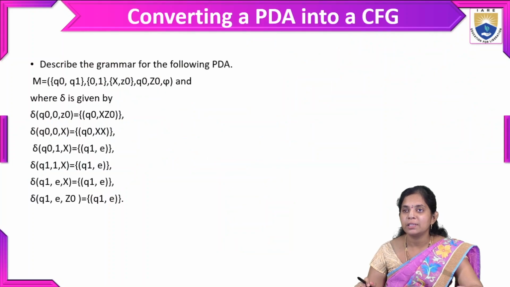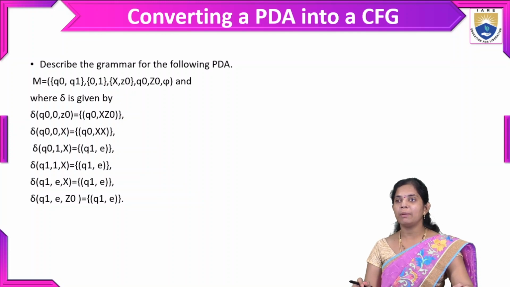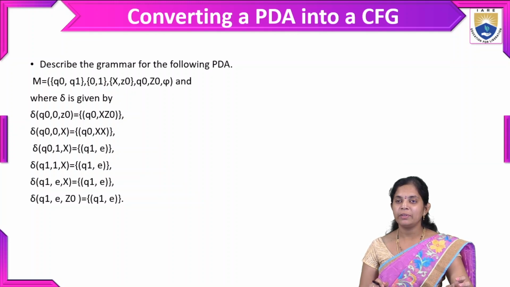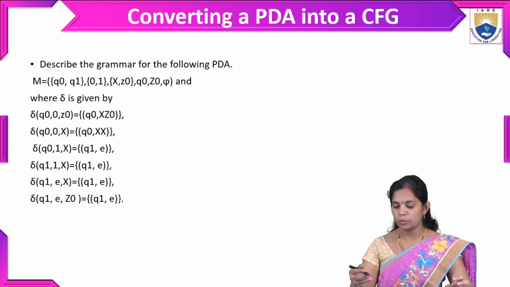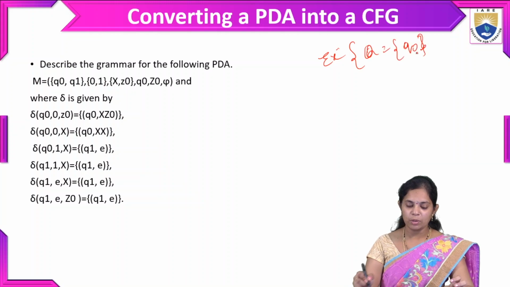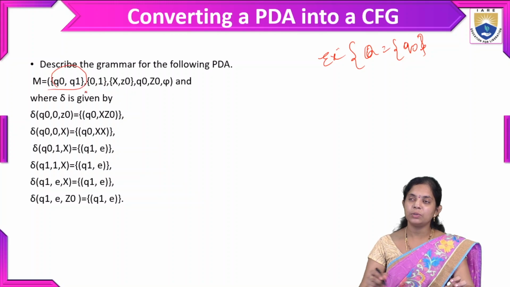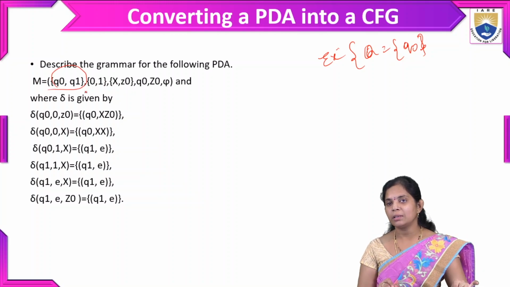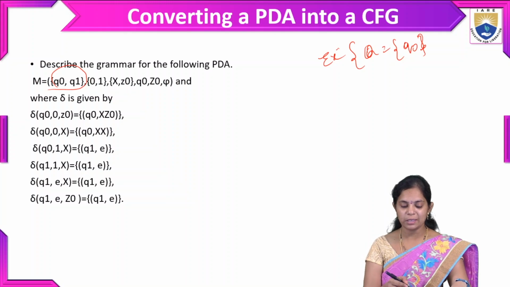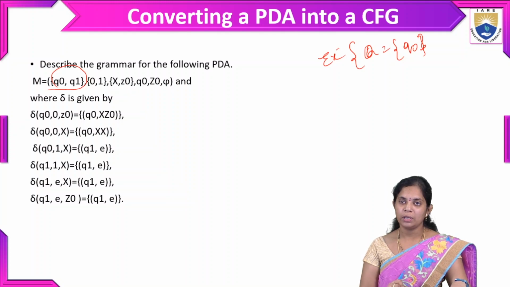And this is one more example which was taken from the question bank. So here, describe the grammar for the following PDA. Like previously, we have seen only one state. In the previous example we have only the state Q naught. And if you observe, two values are there here. So how to design the context-free grammar from this type of pushdown automata, we will see.